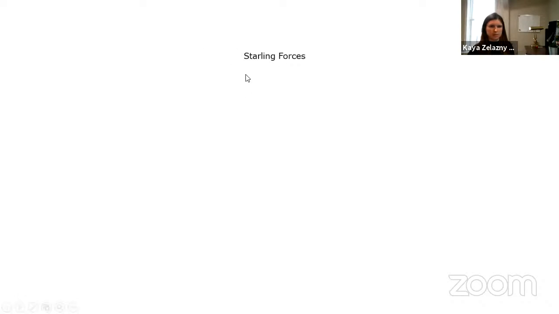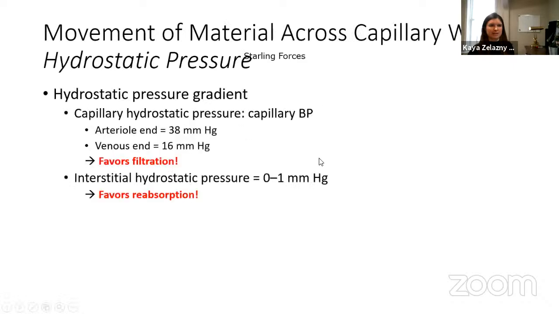Where's my arrow? Oh, that's just the mouse. Whoops. All right. Oh, I still have that on there.